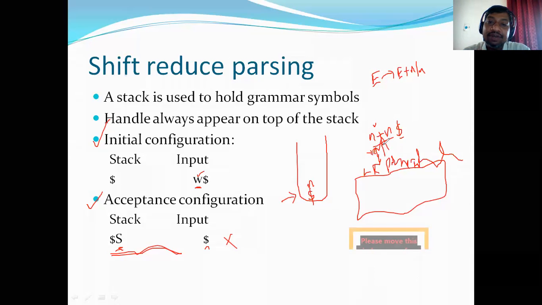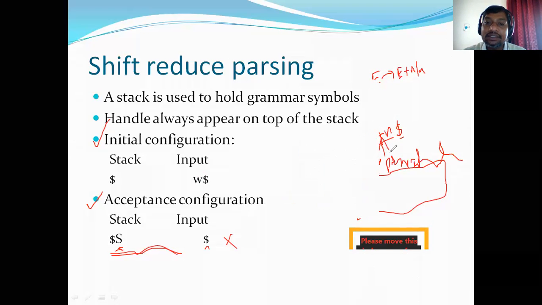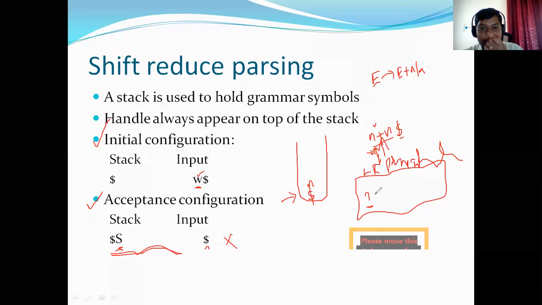Now we need to decide whether we have to shift plus onto the stack or do something else, right? That decision comes from the LR parsing table. Based on the current configuration of the stack and the current input symbol, the parsing table will guide the parser whether it has to go for reduction or go for shift action. But let us assume there is a reduction action available on the LR parser at this juncture.